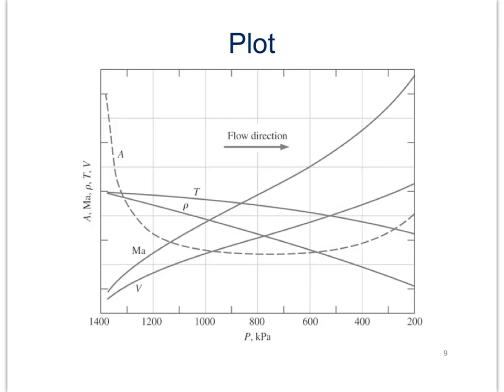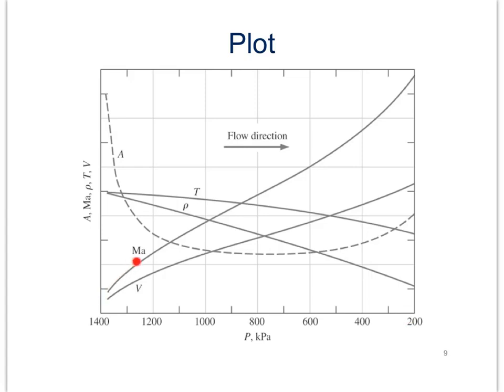And here we have all the data plotted from the table: area, Mach number, density, temperature, and velocity. This is all relative, so we don't actually have values here, but it lets us get everything in the same plot and see, relatively speaking, what's going on. You see the area goes down and then increases as the pressure decreases to 200.